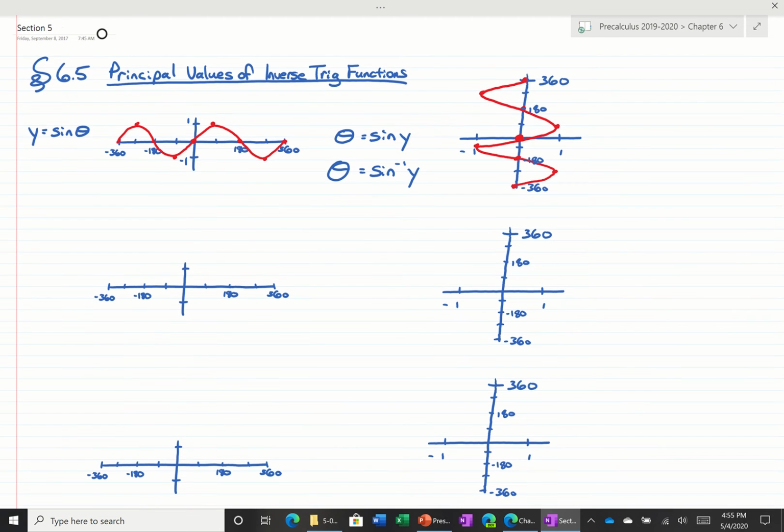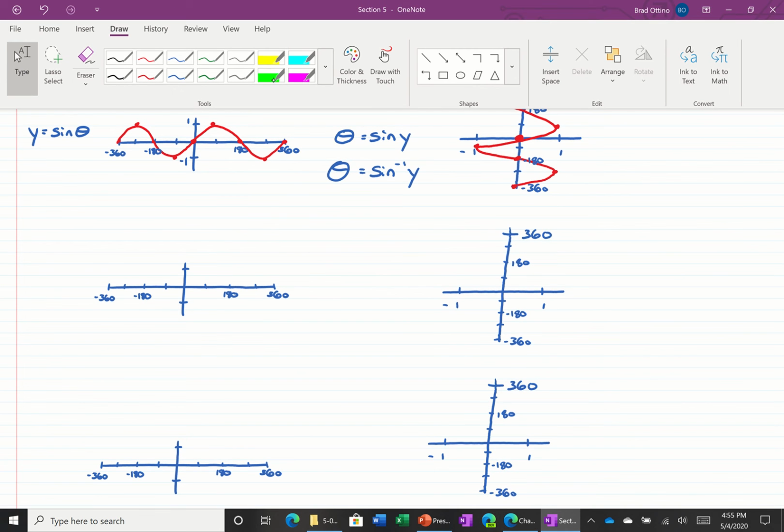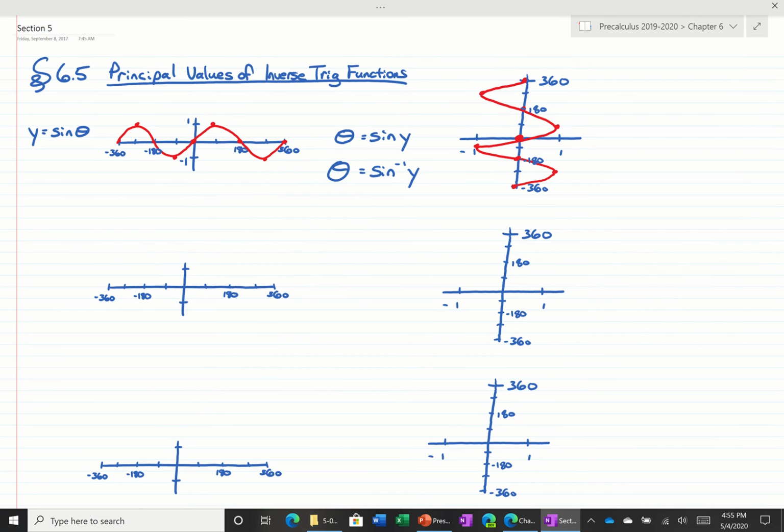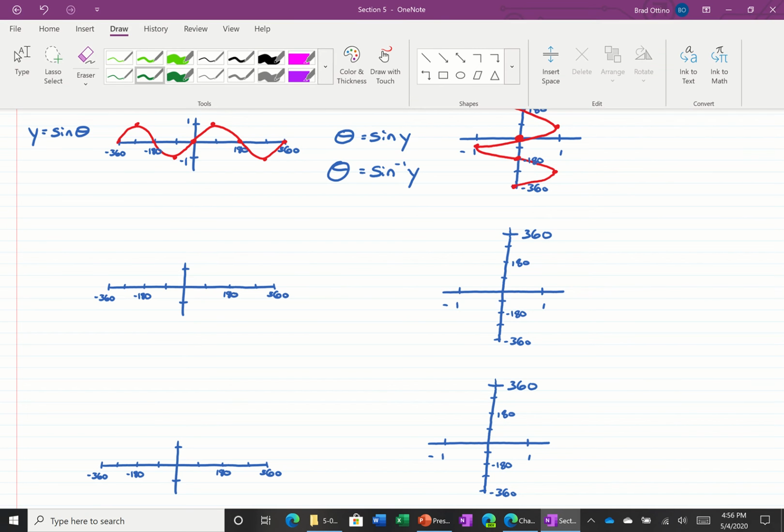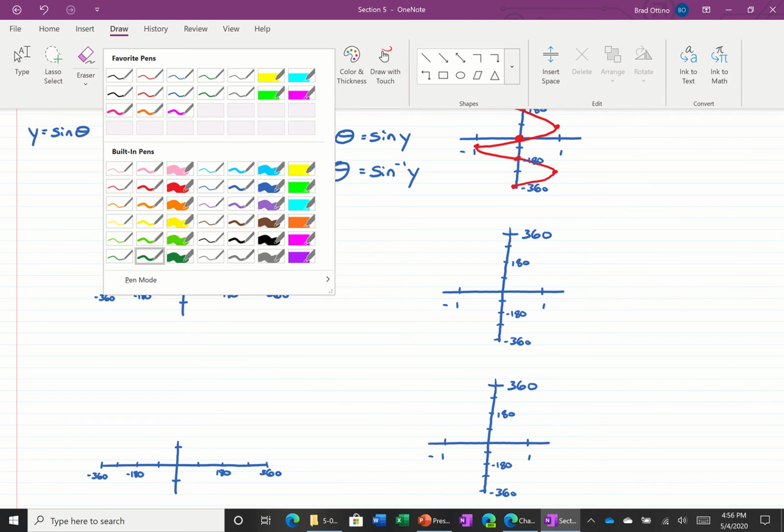Now the problem is this isn't a function. Your calculator is only programmed to figure out functions. So if I asked you what is the inverse sine of 1/2, your calculator is going to want to go, okay, 1/2 is right here, but I can't possibly give you this value and this value because calculators are only programmed to give one value. So we have to modify our graph to only give us one function or to make it into a function.